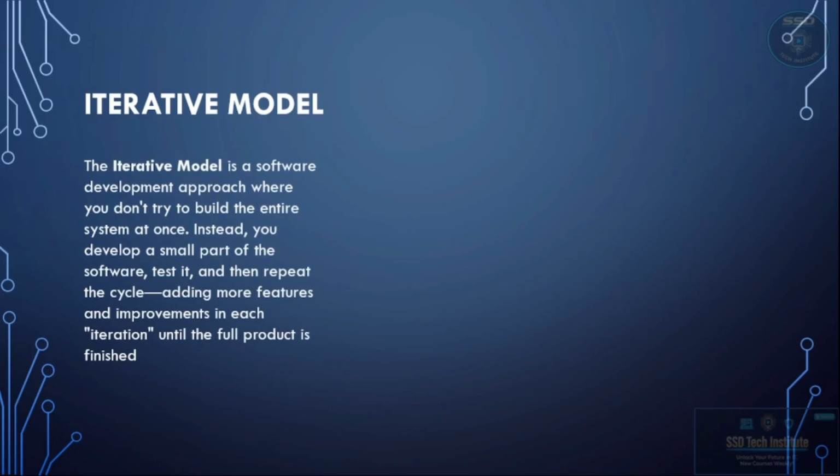Now let's talk about the next model, which is known as the iterative model. Unlike the waterfall model, where we try to build everything in one go, the iterative model takes a different approach. Here the core concept is, instead of waiting for months to see the final product, we build the software in small pieces. We develop small parts, test them, and repeat that cycle over and over, adding new features each time until the whole product is finished.